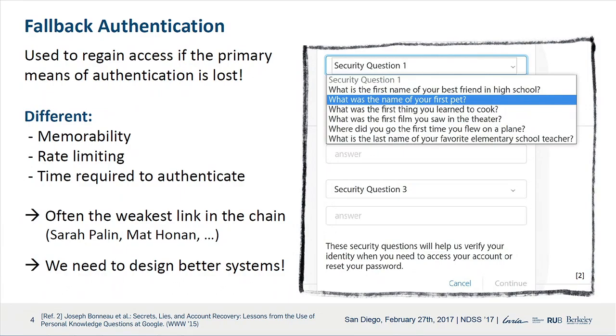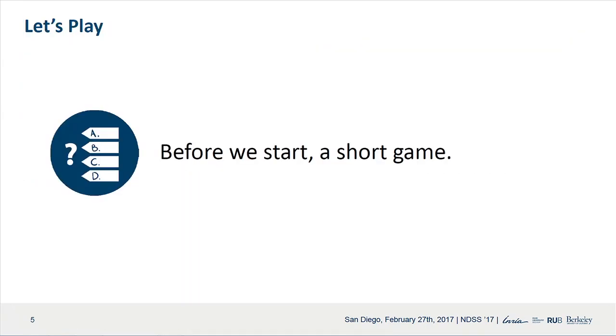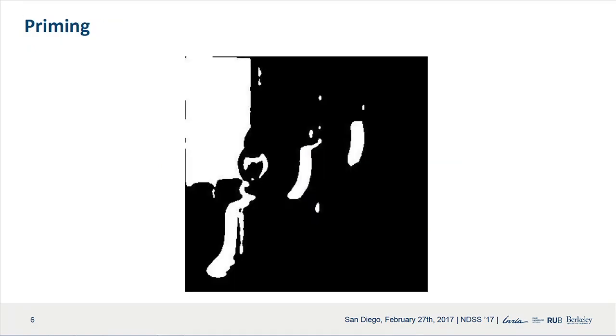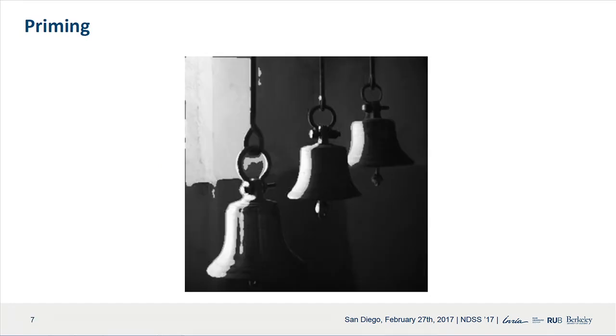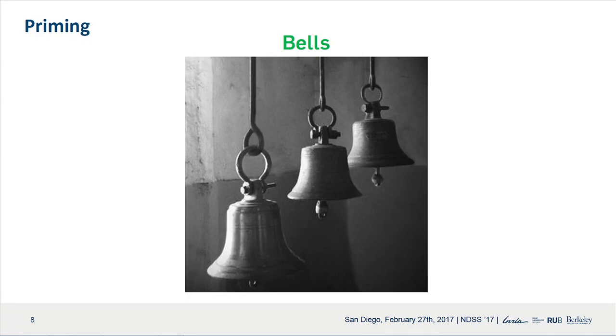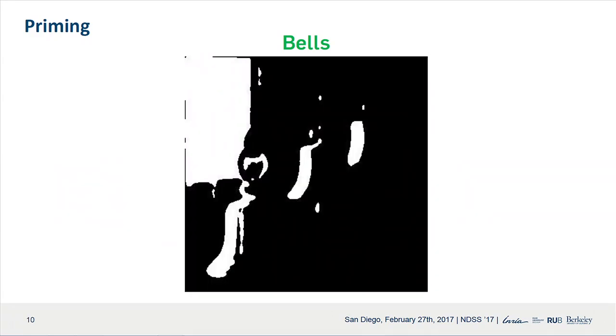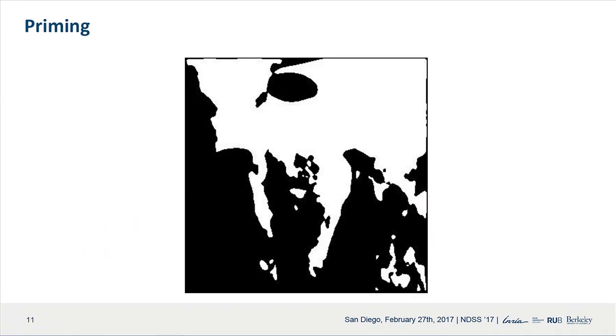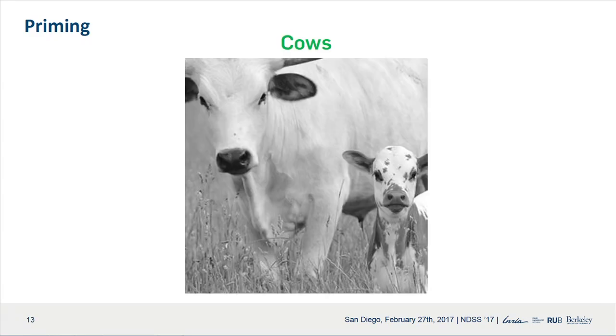Before I start my presentation, I want to play a little game with you. So please focus on the slides and try to identify what can be seen in these images. I will give you a few seconds, and then I will show the solution. So in this case, it's bells, right? Quite easy. If you can't recognize this, I have another example for you. What can be seen here? Take your time, and I will show the solution. It's cows.